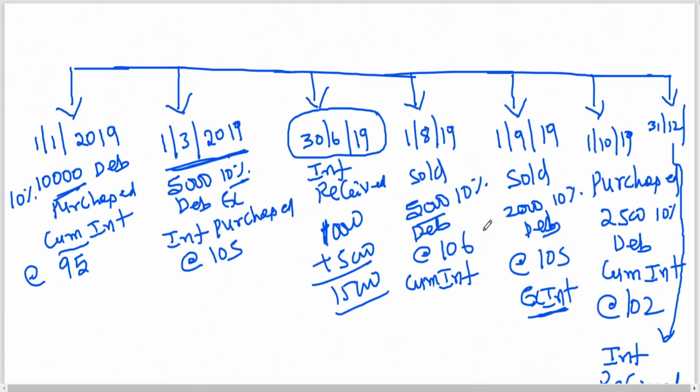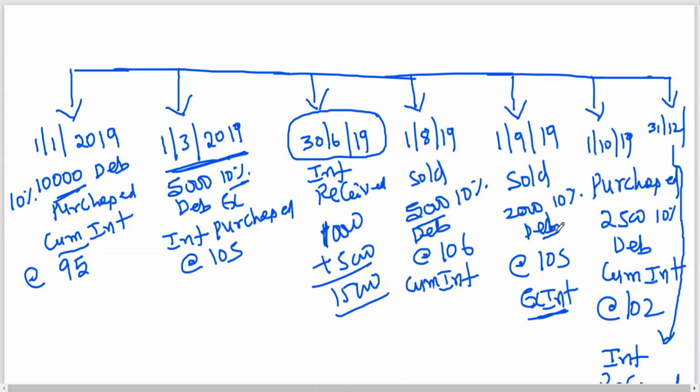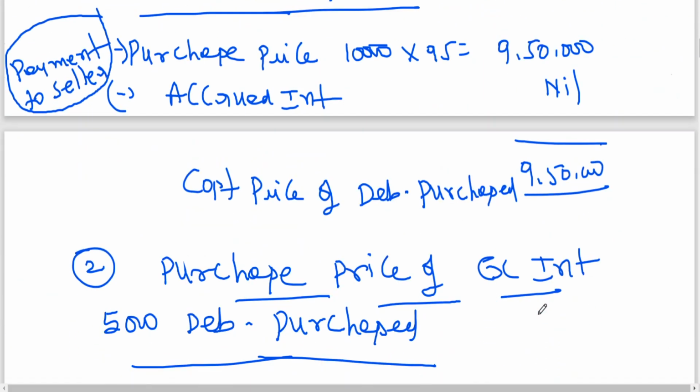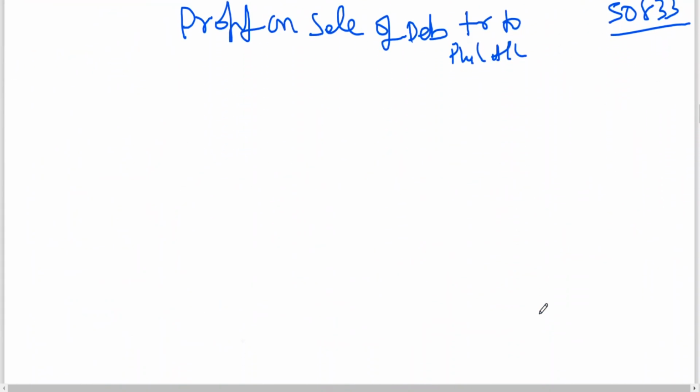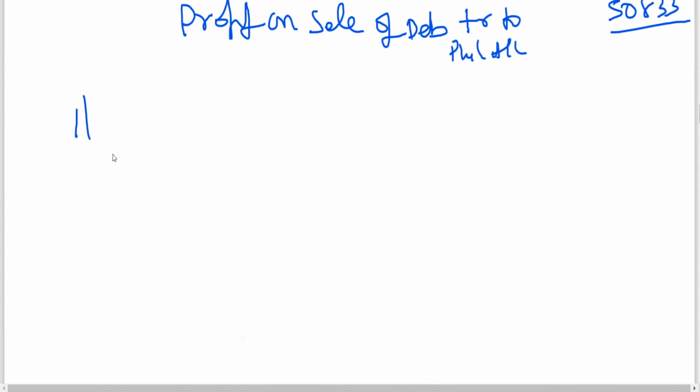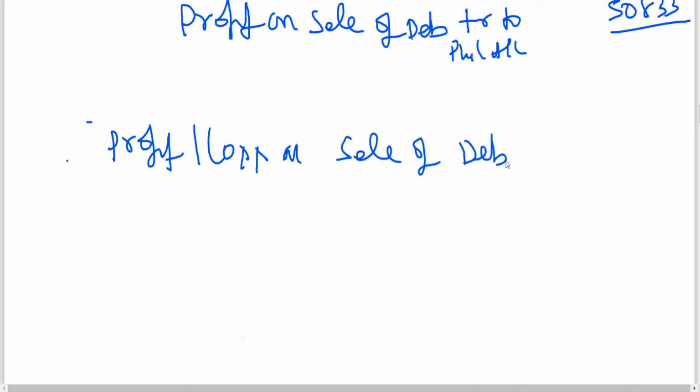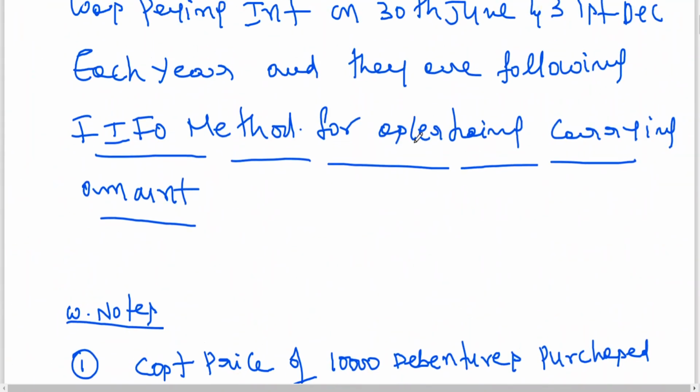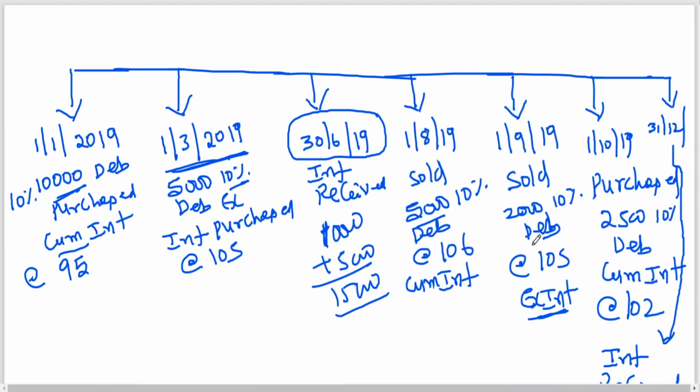Fifth point. Sold 2,000 debentures on 1st September, ex interest at the rate of 105. Profit or loss on 1st September.